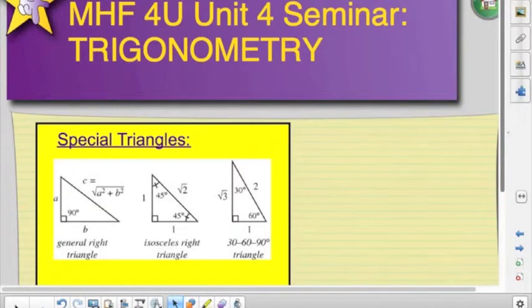Our radian measures that we're going to be using in order to come up with principal angles and related acute angles. So remember, 30 degrees is equivalent to pi over 6. 60 degrees is equivalent to pi over 3. And 45 degrees is equivalent to pi over 4.